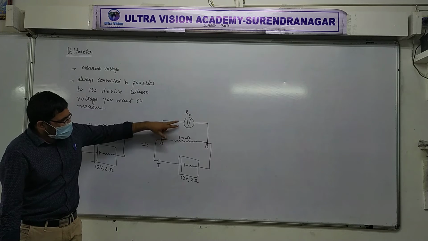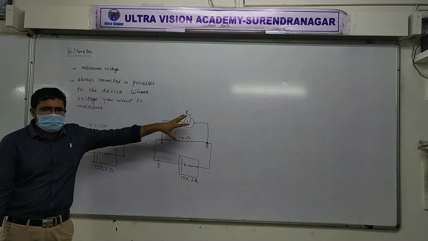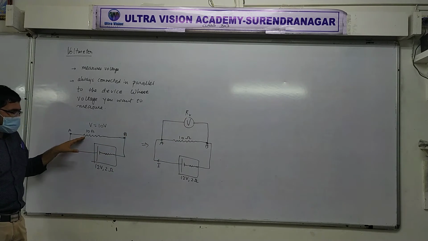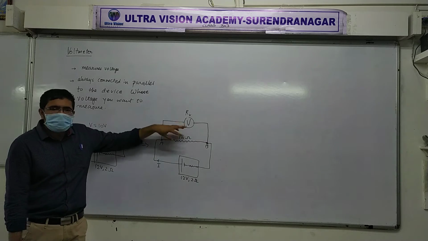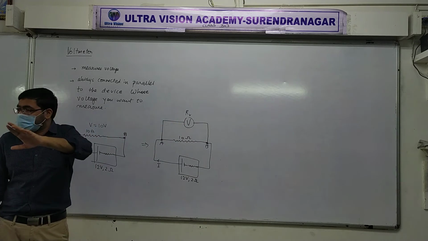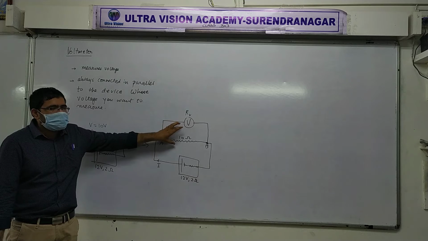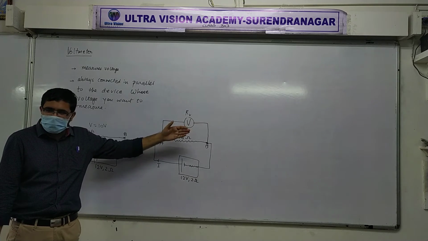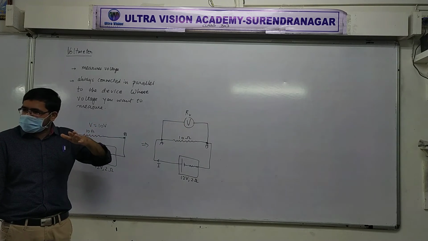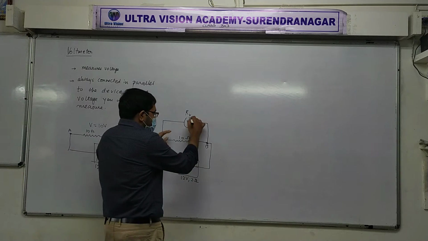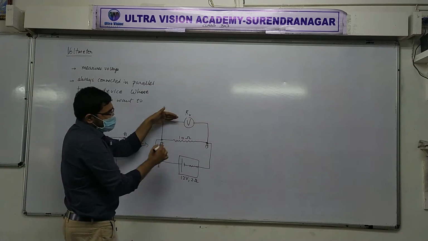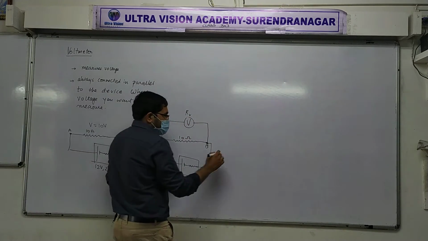If you connect something in parallel, the equivalent resistance changes. Earlier how much resistance was there? 10. Now this 10 and RV, it is not 10, correct or not? The two things are in parallel. When you simplify, clear or not? So what will be the equivalent of these two? 10 RV upon 10 plus RV. Yes.